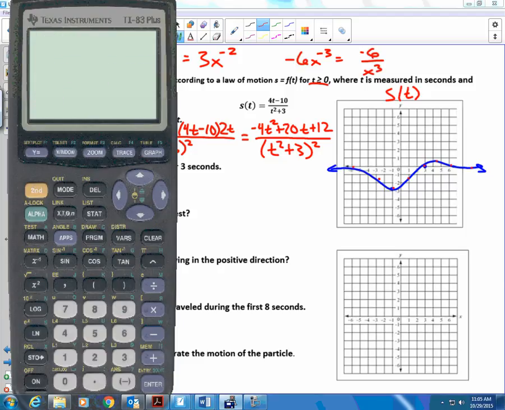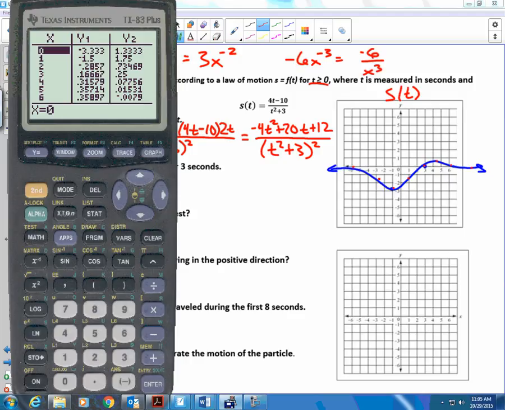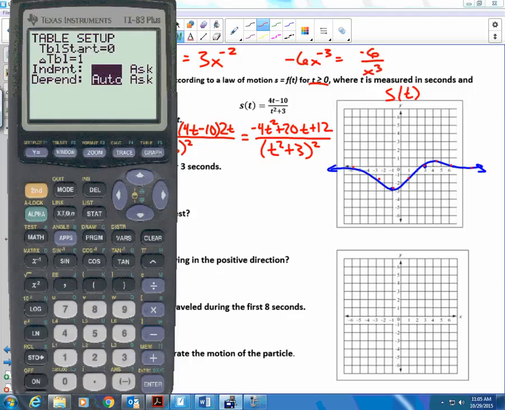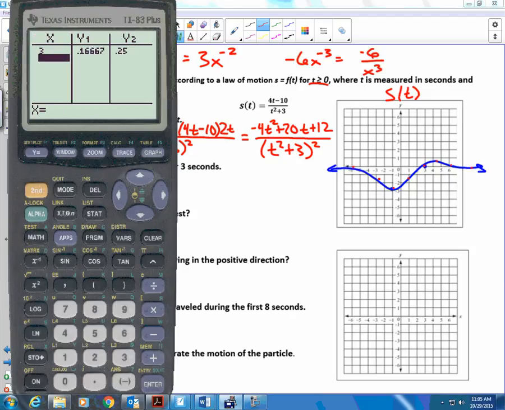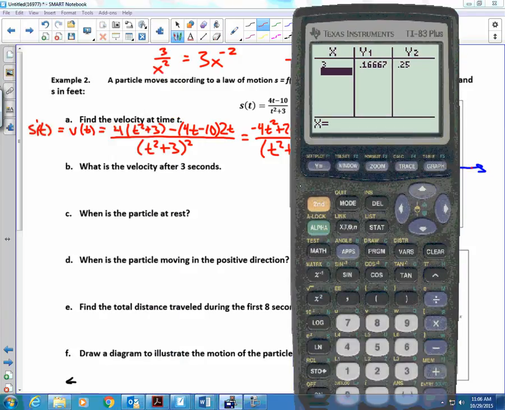And if I go to my table, it's generating all values now. So I'm going to go to my table set and I'm going to go down to ask. And at what time do I want to know the velocity? 3. So I go to my table and I plug in 3. And am I looking at y sub 1 or y sub 2? 2, because I put the derivative in for y sub 2. This is going to tell me my position. This is going to tell me my rate of change or my velocity. So therefore, I have the velocity at 3 seconds is equal to 1/4. Because it's a derivative, I need a label. What's my label? Feet per second.